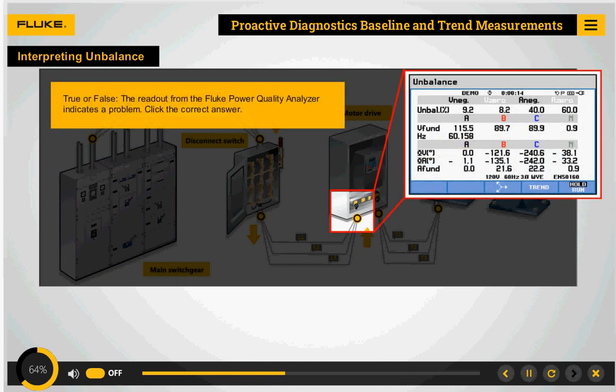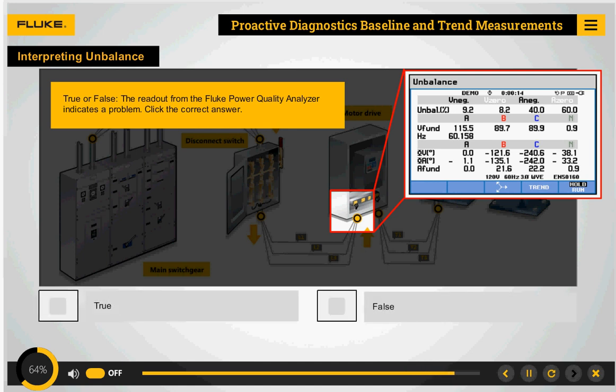True or false? The readout from the Fluke Power Quality Analyzer indicates a problem. Click the correct answer. An incorrect answer will show a red X. That's correct. Voltage unbalance greater than 2% is potentially problematic, and current unbalance greater than 6% is potentially problematic.